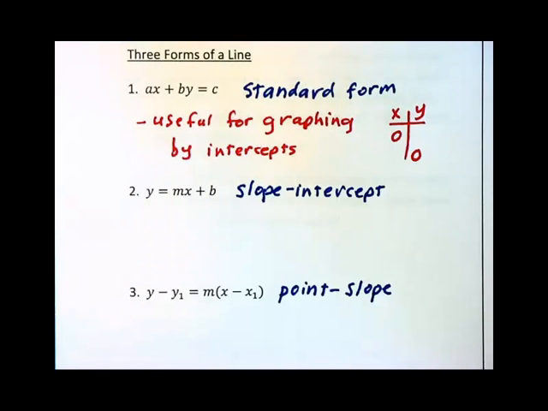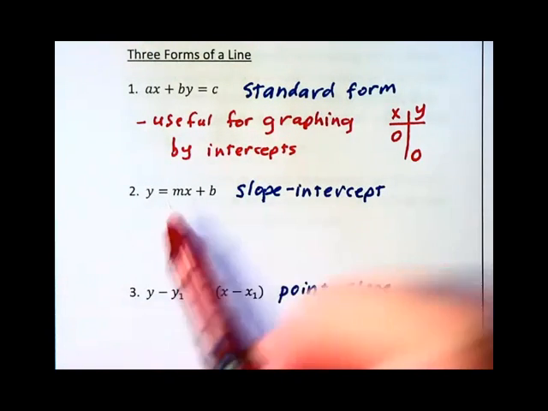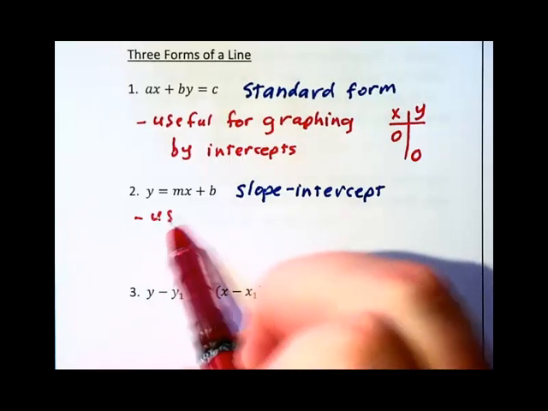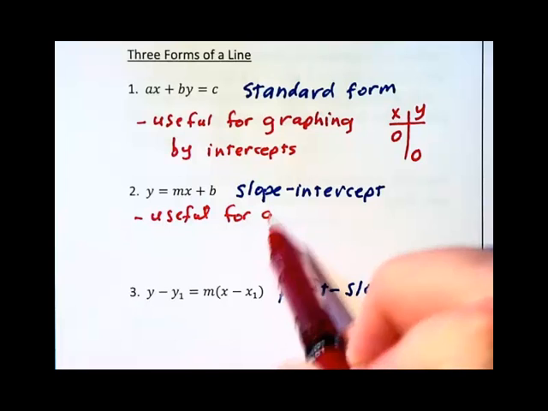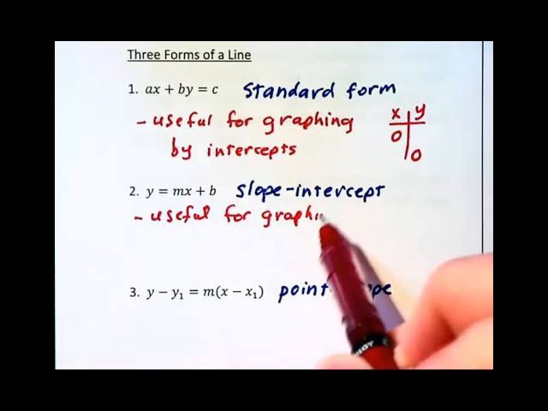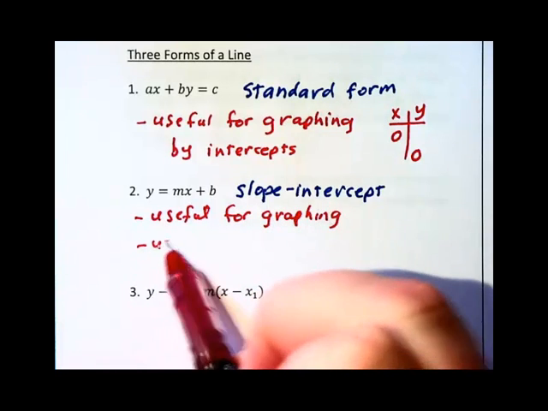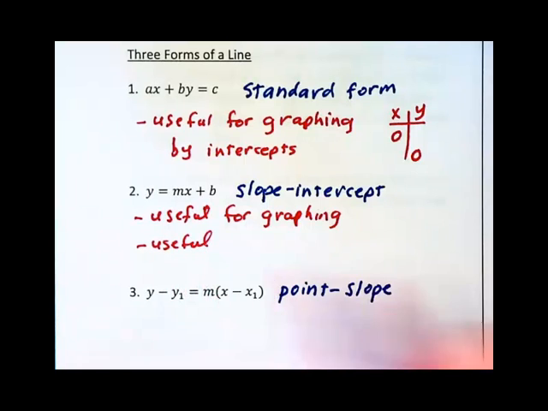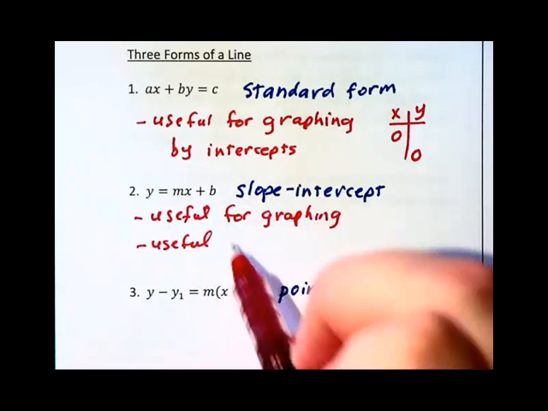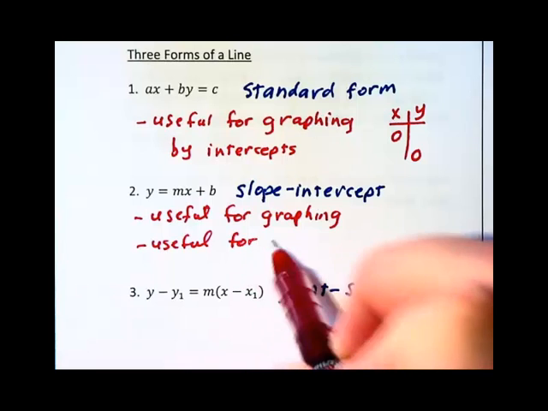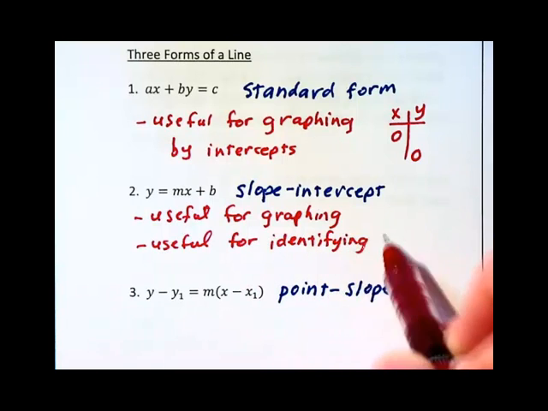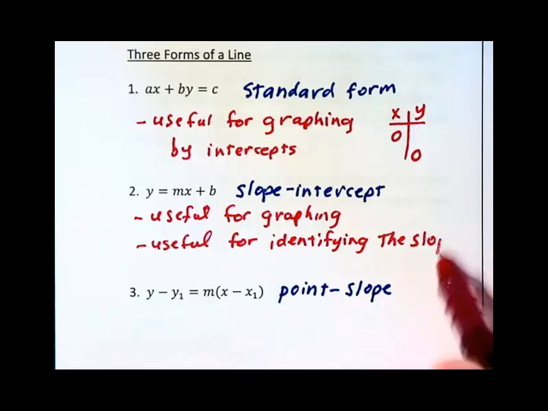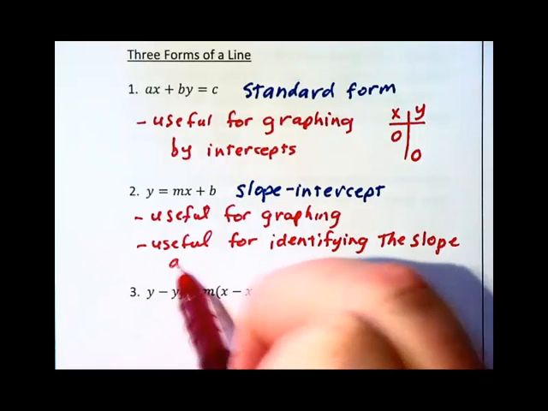Now, the second form, the slope-intercept form, you know it's very useful for graphing. But it's also very useful when you're trying to identify the slope or the y-intercept. So useful for identifying the slope and y-intercept.